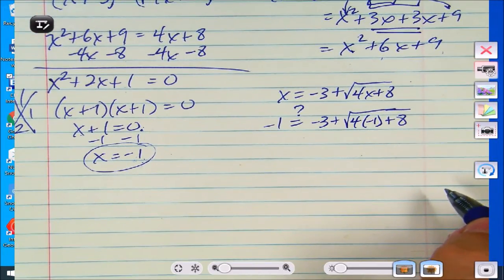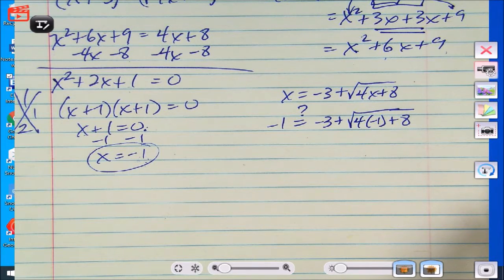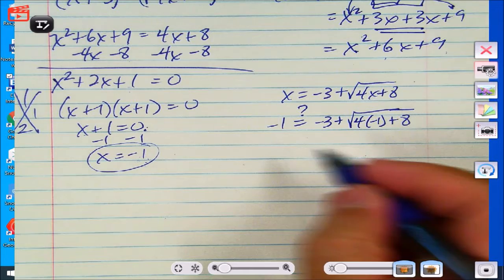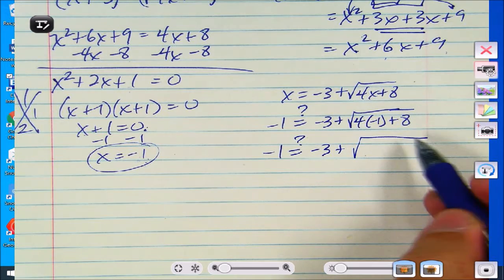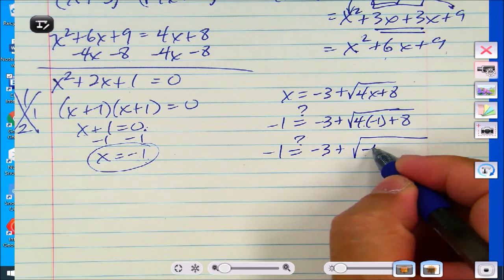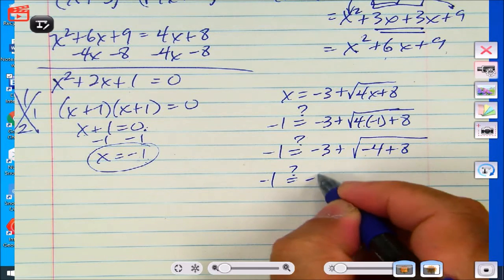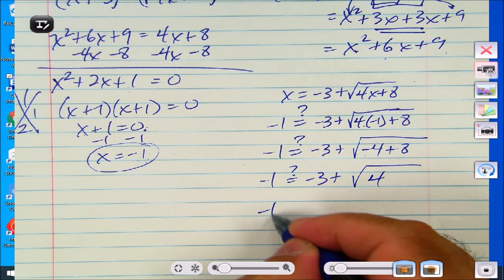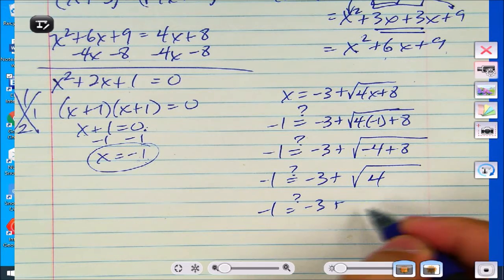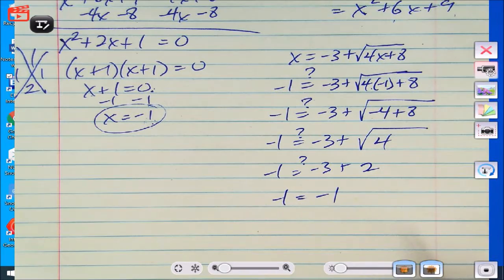Why is there a question mark? Because I'm asking the question, are they the same? So it's negative 1 equal to negative 3 plus square root. So 4 times negative 1 is negative 4. So the left side is not changing. Negative 4 plus 8 is 4. Square root of 4 is 2. And negative 3 plus 2 is negative 1. So yes, that worked.